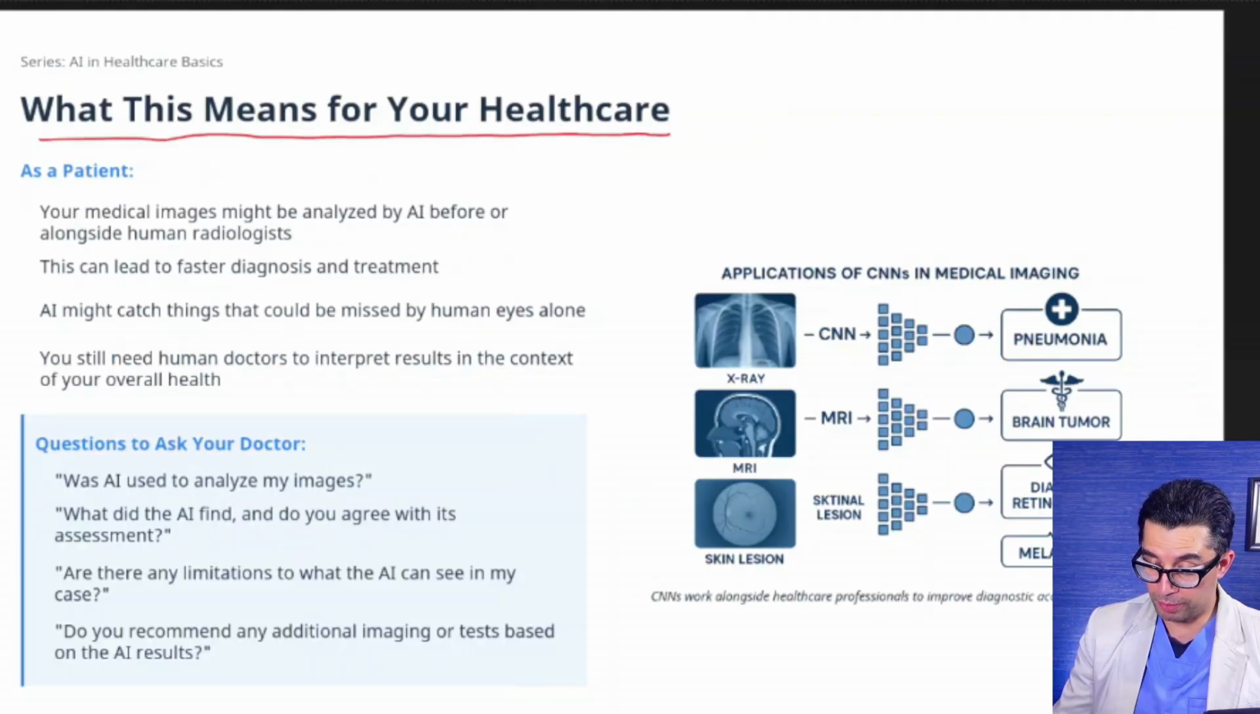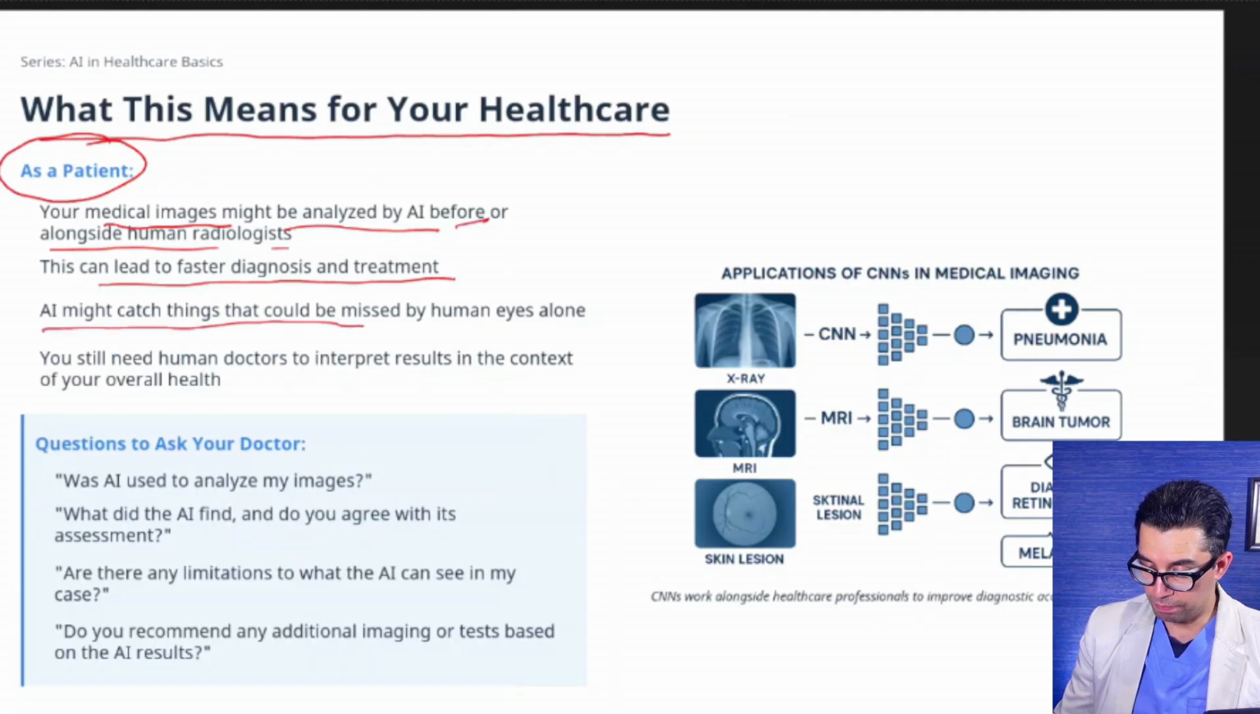From the patient perspective, patients will be asking this and will be informed about this in the future. As a patient, they may know that their medical images might be analyzed by AI before or alongside human radiologists. They may know that this can lead to faster diagnosis and treatment. AI might catch things that could be missed by human eyes alone. You still need human doctors to interpret results in the context of your overall health. And patients will be educated on this in the future.